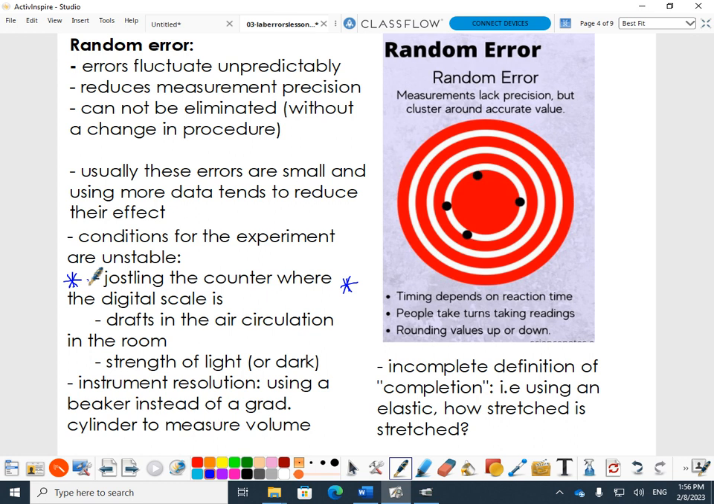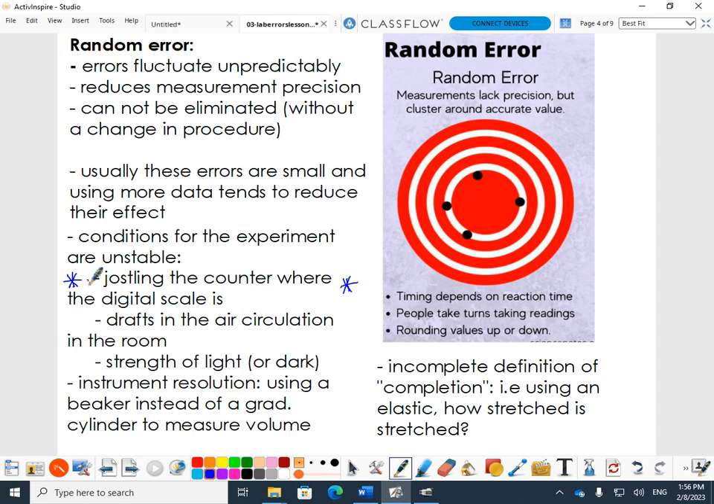This is hard for when you were in grade 10 and you did lasers. So the strength of the light or dark in the room. We're going to fix this, right? This one we can fix. We are going to use graduated cylinders to measure volumes instead of beakers. And when you do something that is not as quantitative, which is what we're trying to move towards, then you're going to automatically be less accurate. If you stretch the elastic, well, how far? So it's better to say stretch it 4 centimeters, then everybody can do that 4 centimeters and keep it the same.